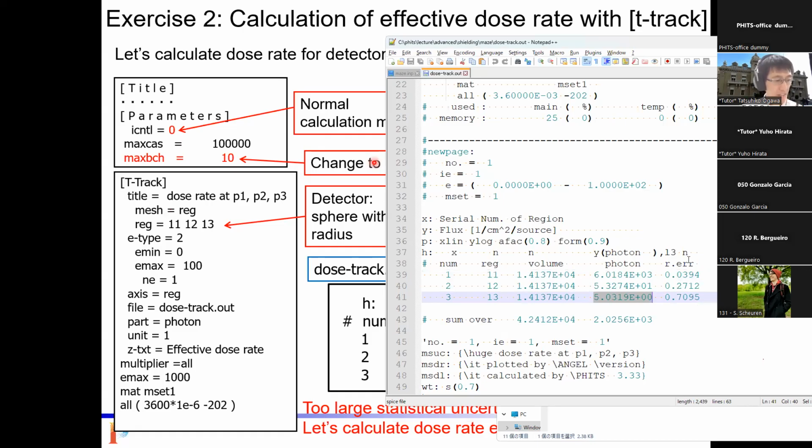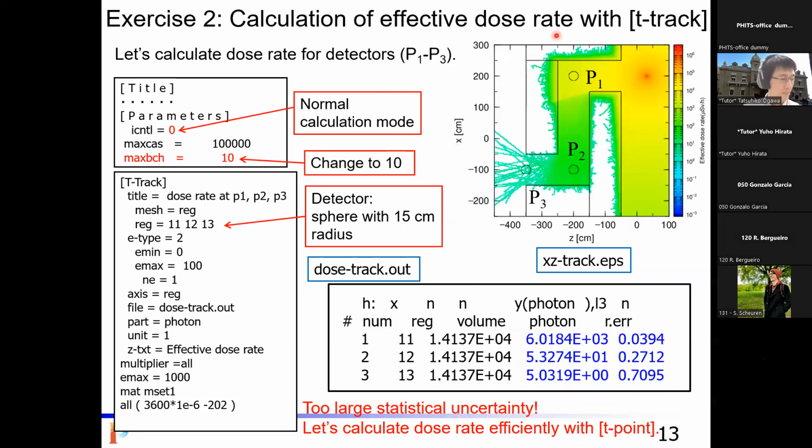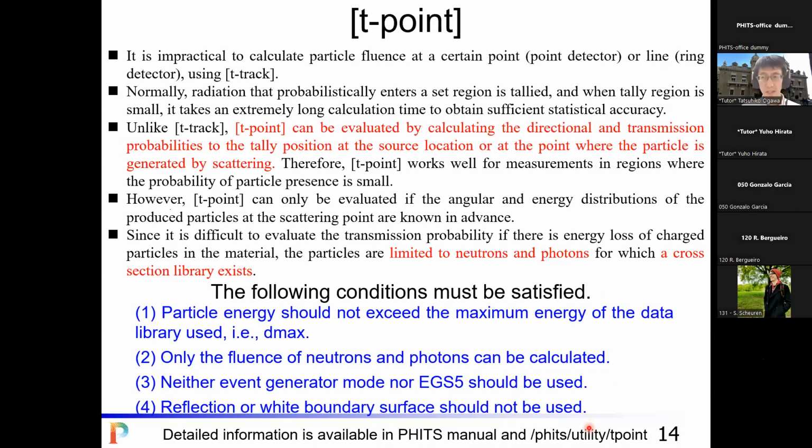And the problem here is that the uncertainty is terribly high. At the very end of the maze, where the dose rate is the most important, the uncertainty is 71%. I would say that this is not at all reliable. We cannot use this value for actual operation of facilities. That's why we then use T-point tally to get those in reasonable CPU time.